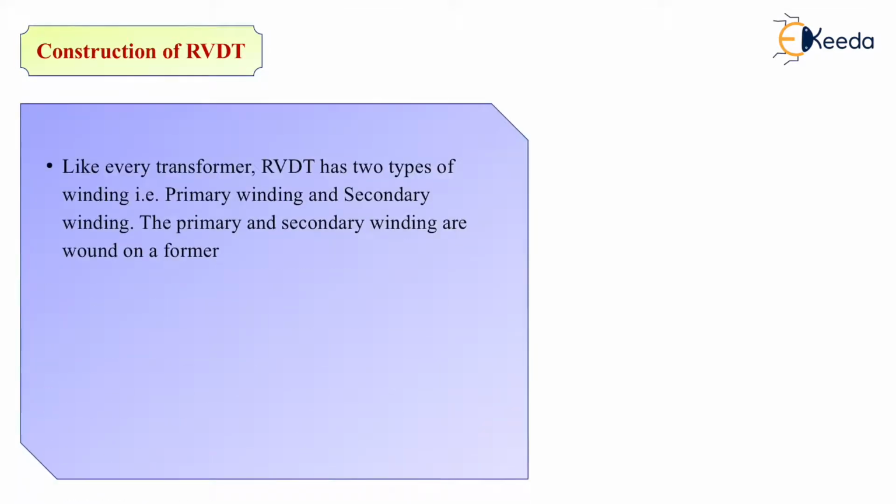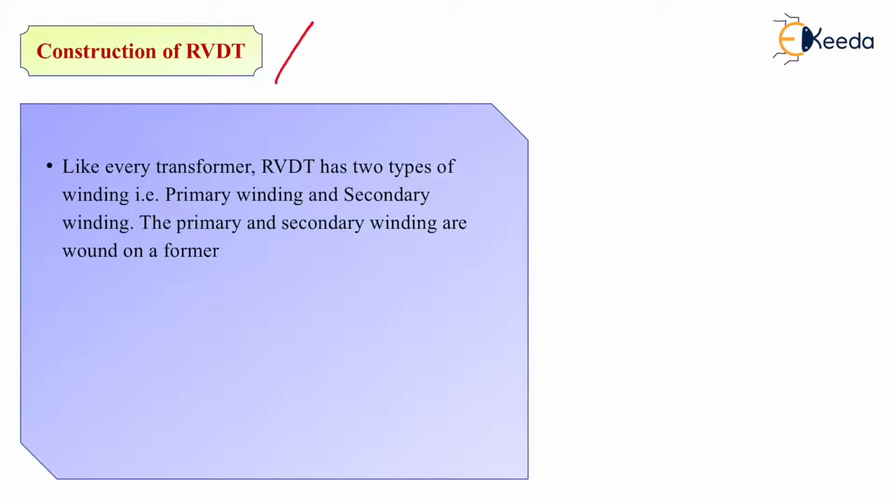Now let us focus on the construction of the RVDT. Like every transformer, RVDT has two types of windings, primary and secondary windings. The primary and the secondary windings are wound on a former. Now what we have seen in LVDT, in LVDT also there are primary and secondary windings. Like transformers which work on the mutual induction principle, LVDT worked on the same principle.